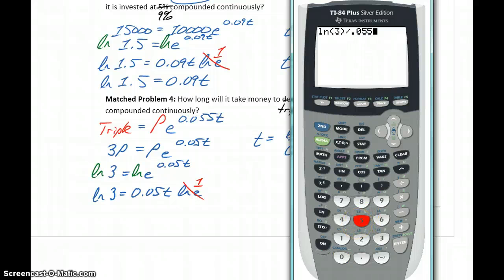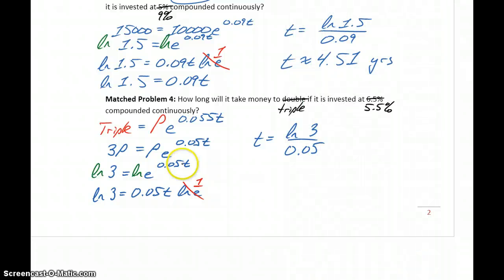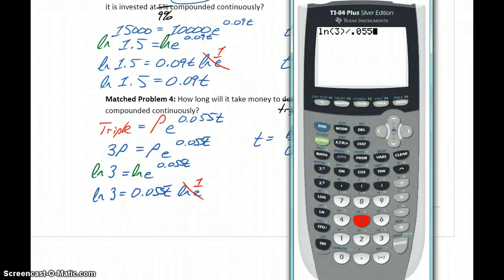Oh, and I was leaving out a digit there. I'm sorry, let's go back. That should be, in each of these cases, 0.055. I wasn't being quite specific enough with those interest rates. So it should actually be 5.5%, so 0.055.